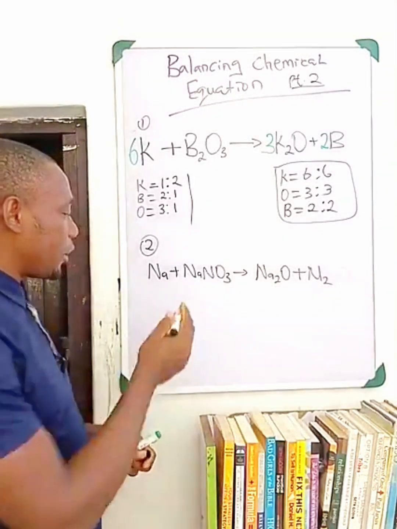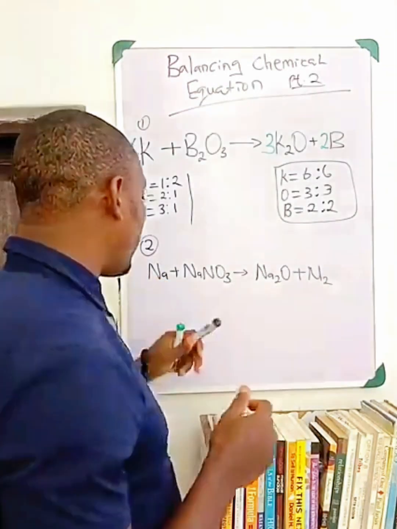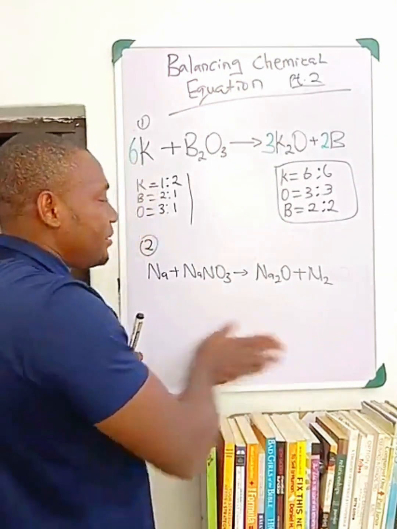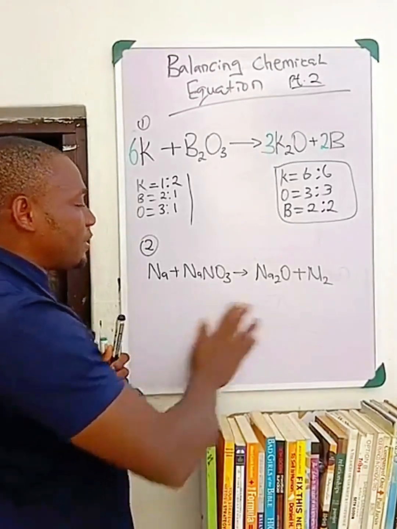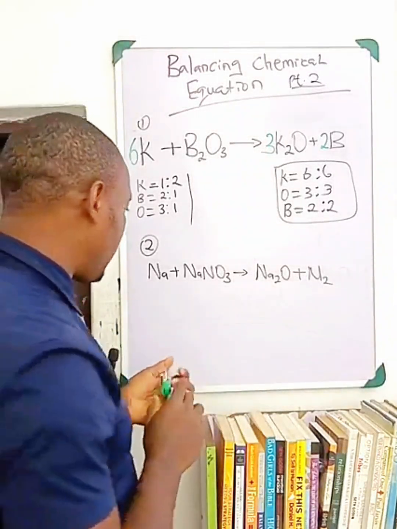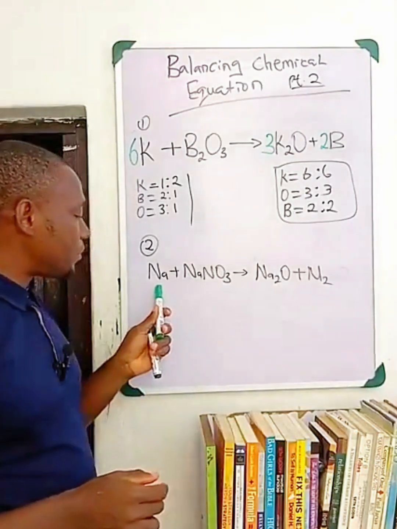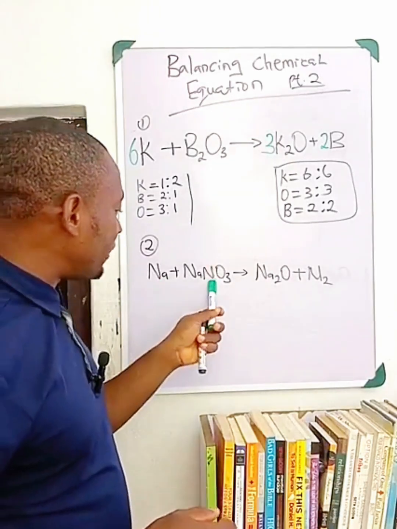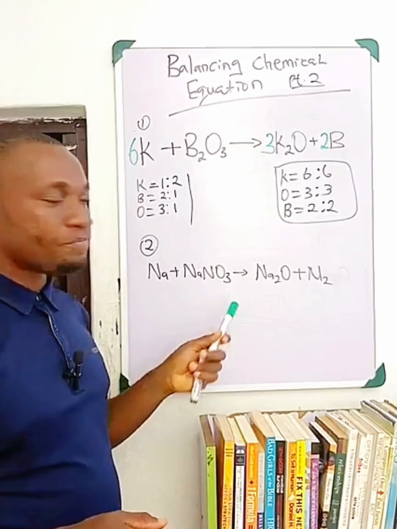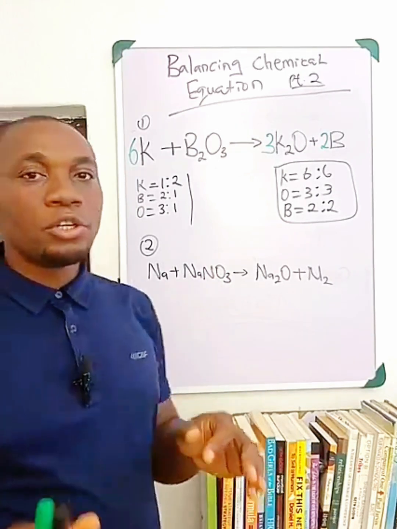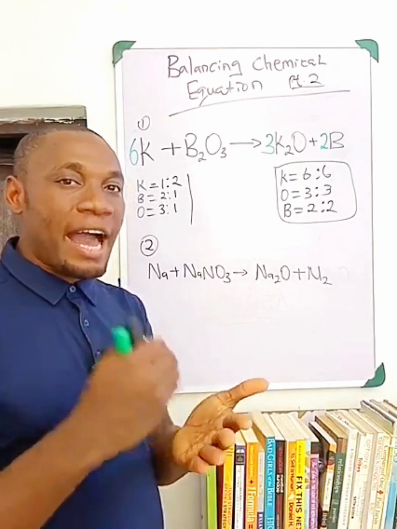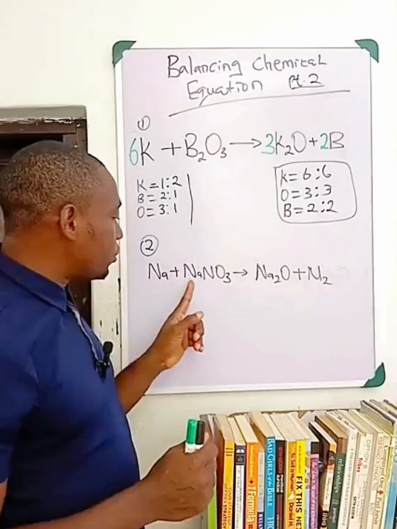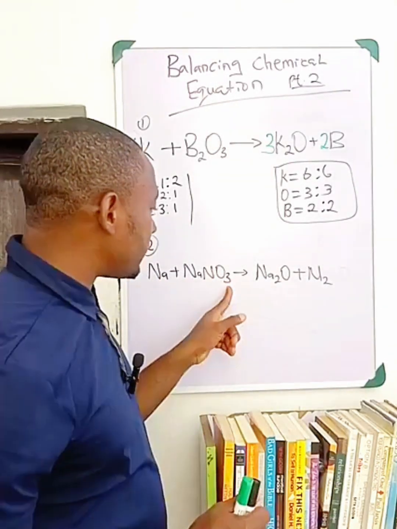We have another question. That's equation number 2. I don't know if any of you can try this, but for the purpose of this live, let me make sure we take care of it. Okay, on this chemical equation now, we have sodium, we have nitrogen, we have oxygen. Like I told you, you will need to consider the element that has least occurrence and start balancing from it.